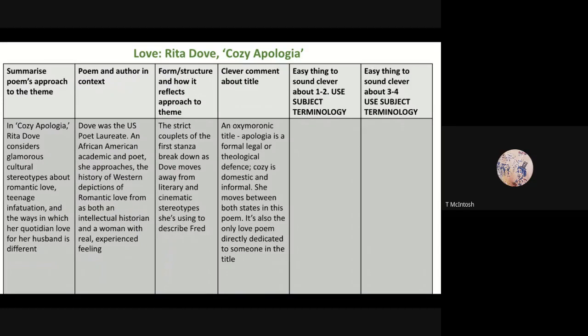So in "Cozy Apologia," Rita Dove considers glamorous cultural stereotypes about romantic love and teenage infatuation and the ways in which her quotidian love for her husband is different. Poem and author in context.